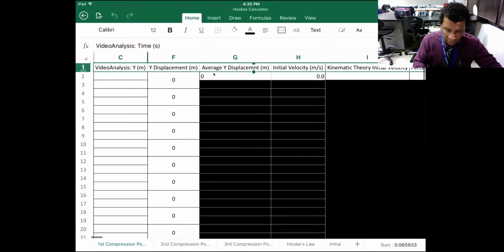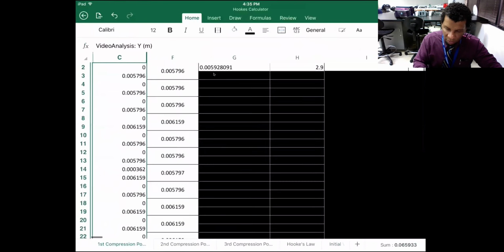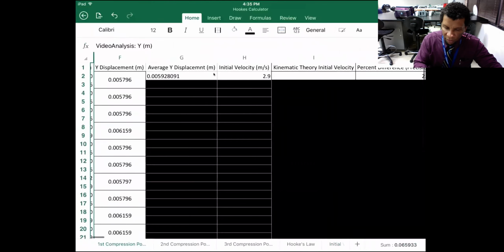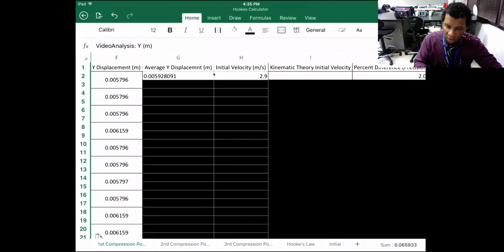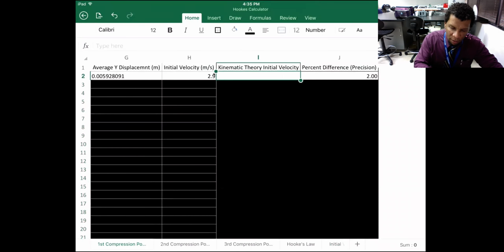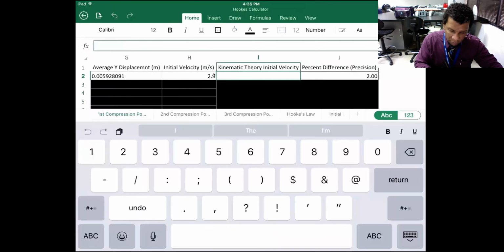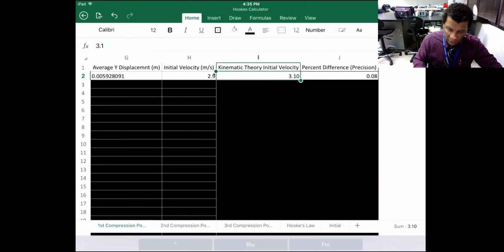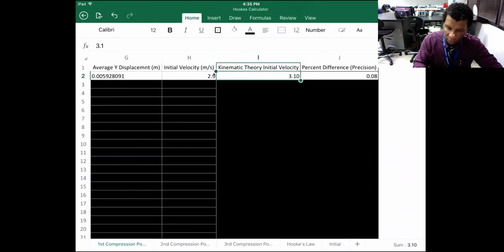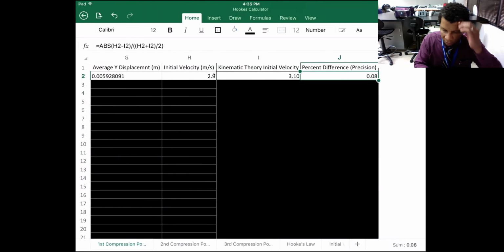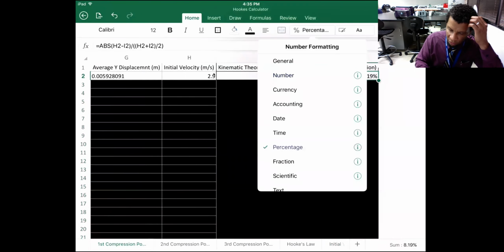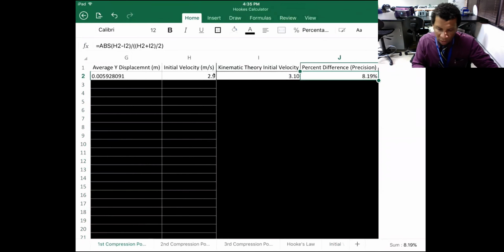Just going to paste that. Going to check my data out. All right, very good. Initial velocity is 2.9. I'm going to go ahead and put in my 3.1 here. I know that's what I have for kinematic theory, the initial velocity using kinematic theory, and I'm just going to put this in a percentage. So we're getting like 8.19% here. Let's do number 2.